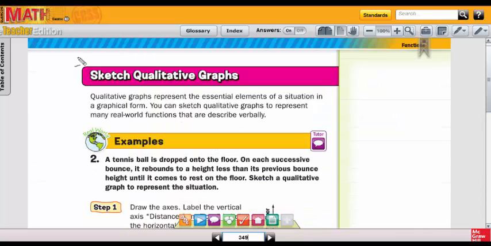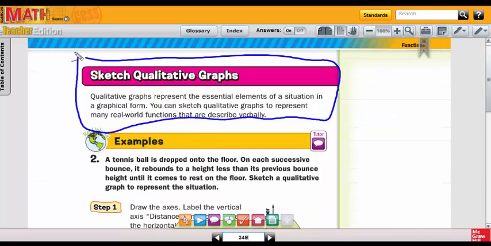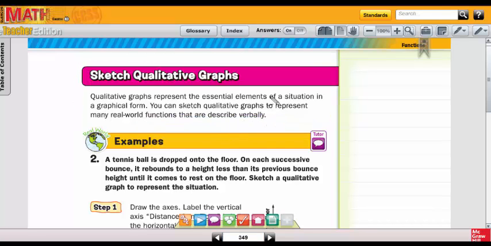Okay, here's some more information you probably want to put in your notes and maybe on your gold sheet. Sketch qualitative graphs. Qualitative graphs represent the essential elements of a situation in graphical form. You can sketch qualitative graphs to represent many real-world functions that are described verbally, which is basically what we were just talking about in the previous problems.